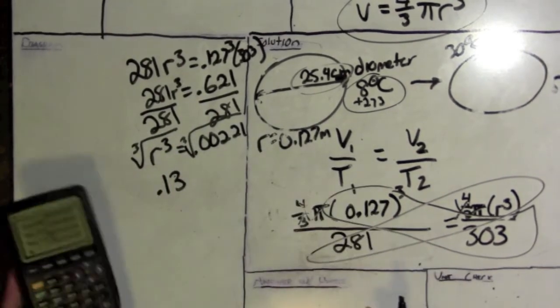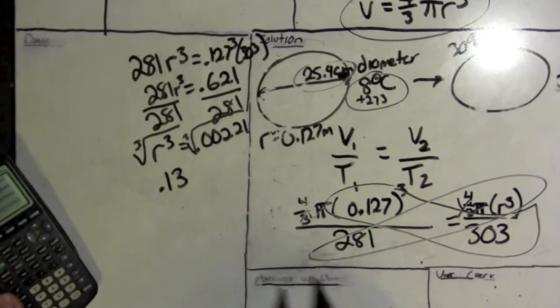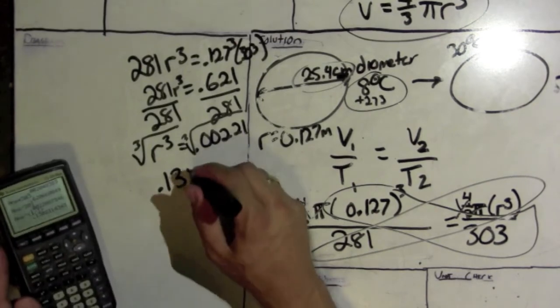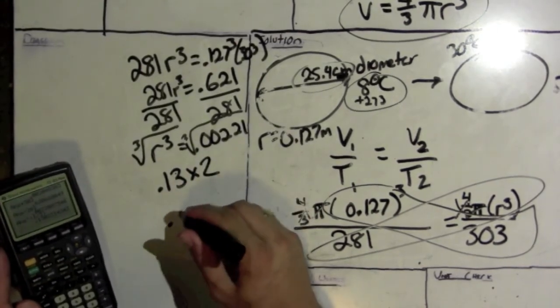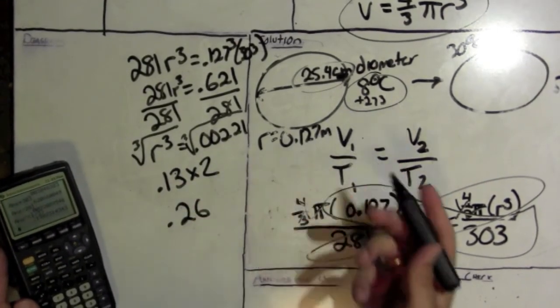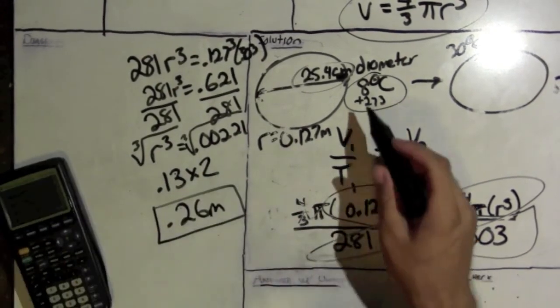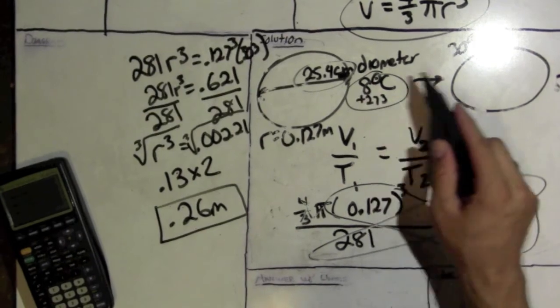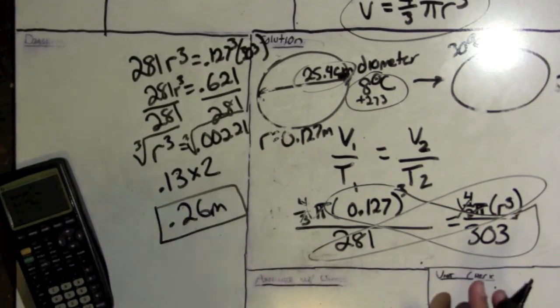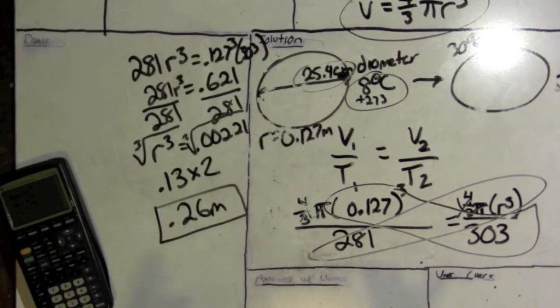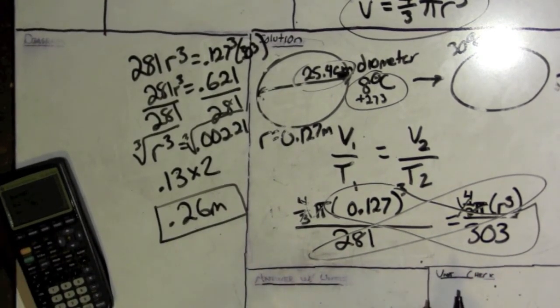Now remember, that's the radius. Okay, that's the radius of this particular thing. So if we're trying to find the diameter, it would be twice that, which would be 0.26, which is 26 centimeters. So when you take this thing and you increase the temperature from 8 degrees Celsius, you're actually expanding the diameter of the basketball by 0.6 centimeters, which doesn't seem like a lot, but it is enough that it could possibly pop the basketball depending on what the basketball is made out of.